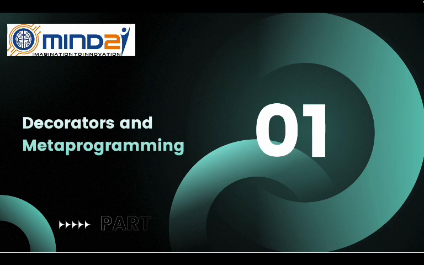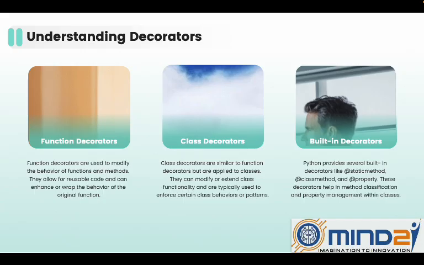Welcome to this class. Today we'll be discussing decorators and metaprogramming in Python. So let's move on to the first slide. In the first slide, we have decorators. Basically, there are three types of decorators. The first one is function decorators, the second one is class decorators, and the third one is built-in decorators.